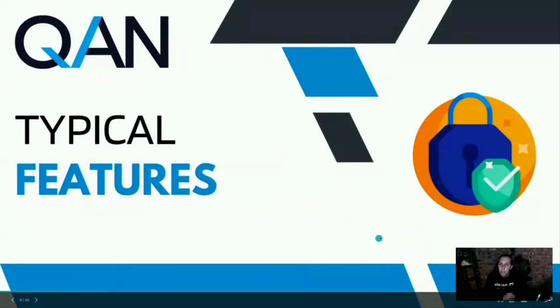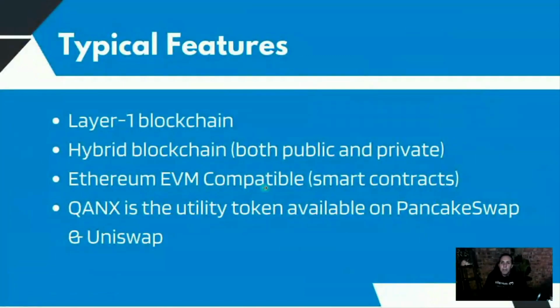But if we go and take a look at the typical features, let's see what they do from a typical point of view. So they're a layer one blockchain, which means that they've just developed the blockchain from the ground up. It doesn't run on top of Ethereum like Polygon as an example. They are a hybrid blockchain, so they offer both public and private blockchains. So you can either use their public blockchain or you can implement your own private version of their platform. And there's even a combination of the two. That's why it's a hybrid. So they can actually offer you both private with the option to post ad hoc to the public blockchain.